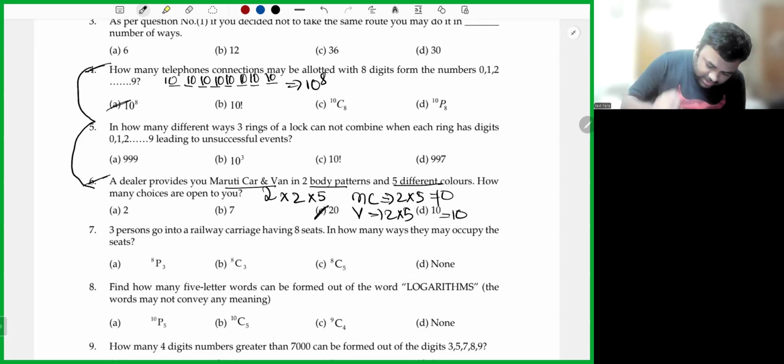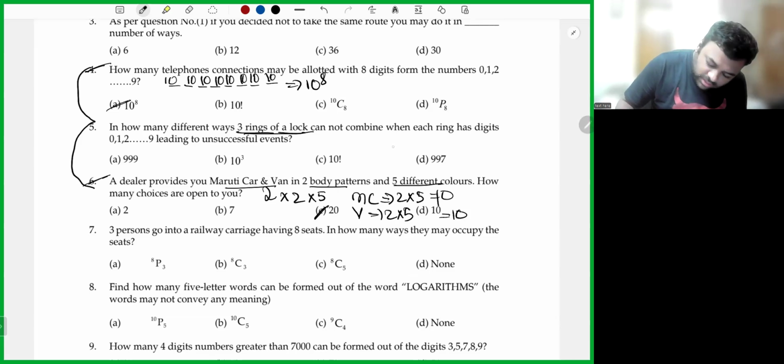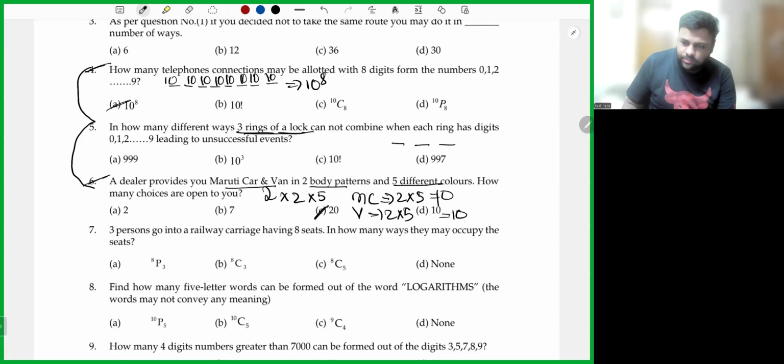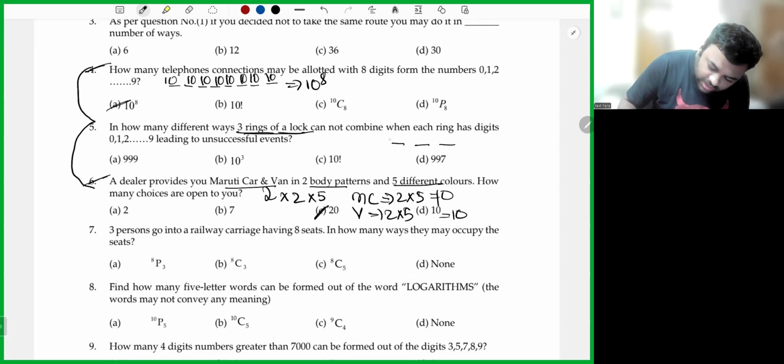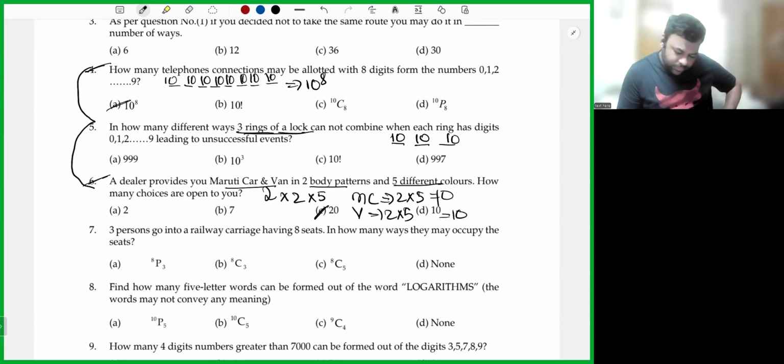Okay. Next. In how many different ways can 3 rings of a lock be combined, when each ring has 0 to 9, leading to unsuccessful attempts? 3 rings are there in a lock system. The first ring can have any of 10 numbers, the second ring any of 10 numbers, the third ring any of 10 numbers. Obviously, it's a ring lock system. You can have 0, 0, 0 also as a passcode. There is no issue.